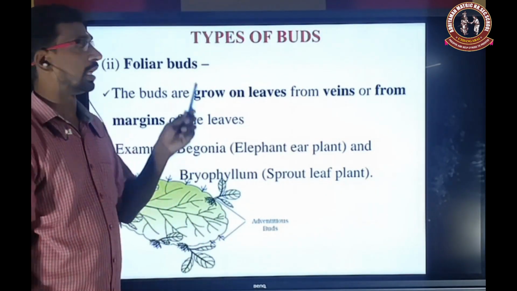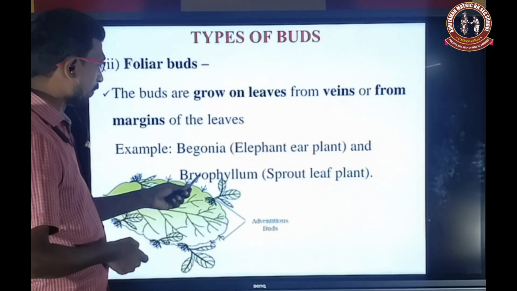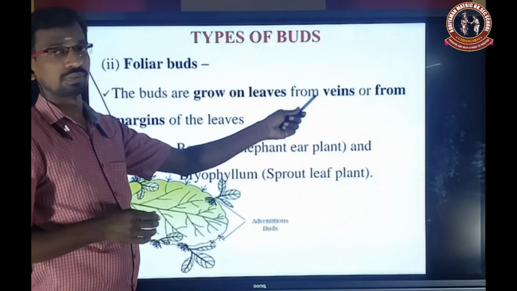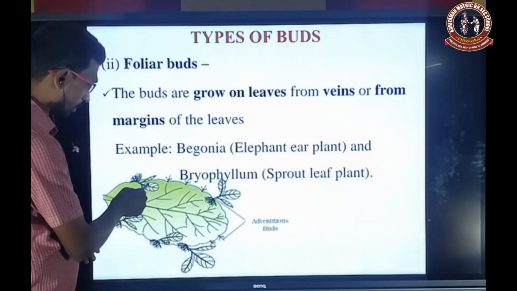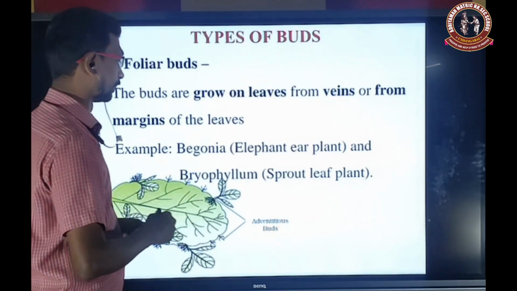Foliar bud, the name itself has the meaning. It will be formed in the leaf region. Example, Bryophyllum and Begonia. The bud grows on the leaf from the vein or from the margin of the leaf, and the bud will develop into a new plant body.